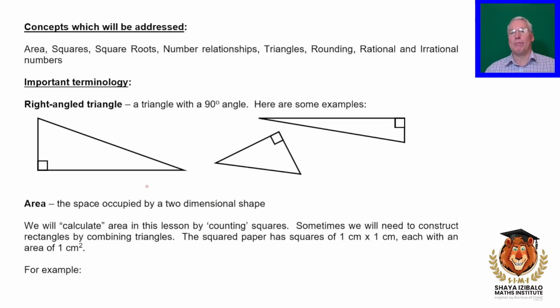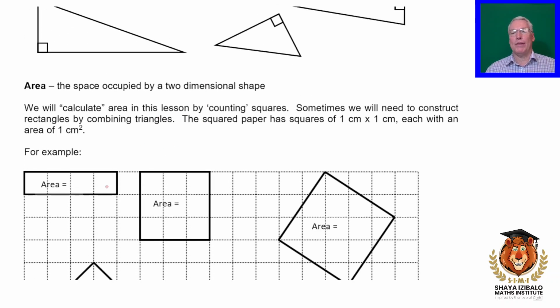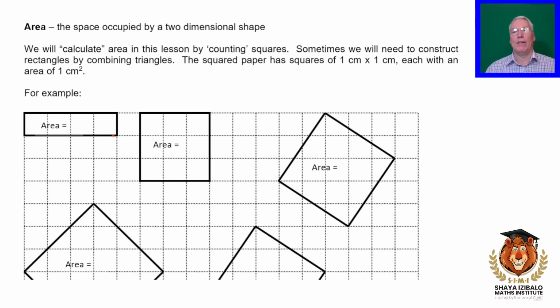So firstly, we're just going to look at the concept of area, and we're going to work out area by counting squares. Each of these little squares in your workbook is 1 centimeter by 1 centimeter, and that's what we call 1 centimeter squared. I'm going to quickly hold up a centimeter squared just to show you what it looks like. So there it is. It's not very big. It's 1 centimeter that way by 1 centimeter that way.